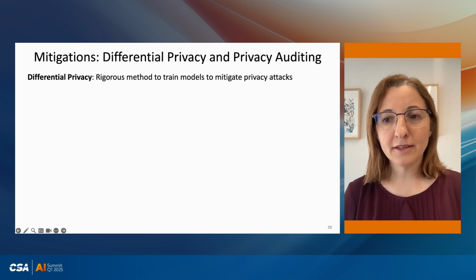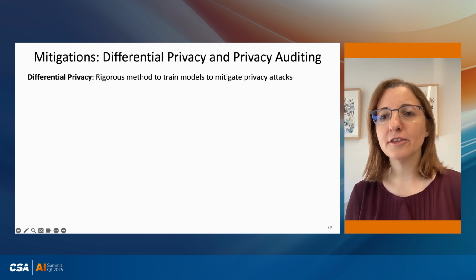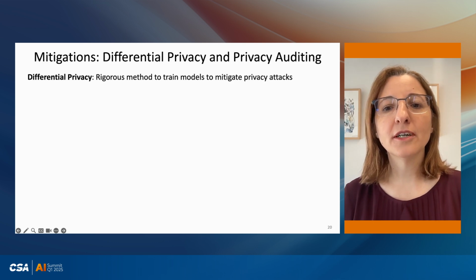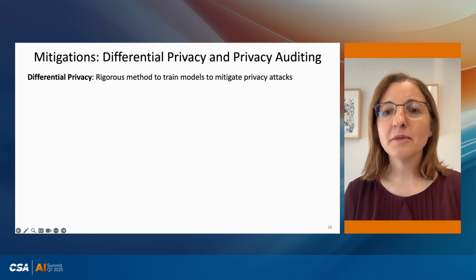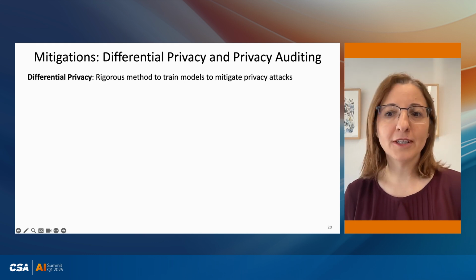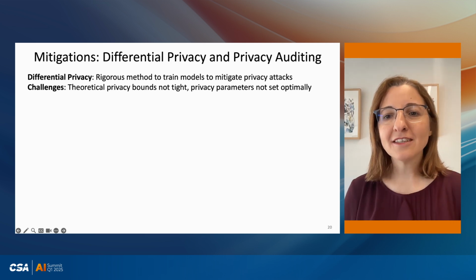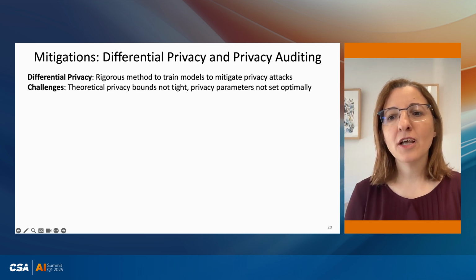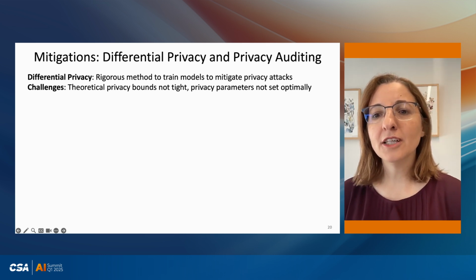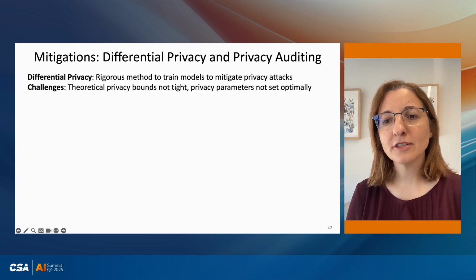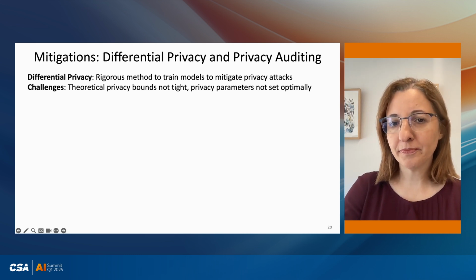A well-known method that's quite rigorous and well established in the literature is to train machine learning models with differential privacy, or DP, so that the model does not overfit to individual records. However, there are several challenges in DP, in particular the theoretical bounds are not tight and privacy parameters are not set optimally. This results in a privacy-utility trade-off.